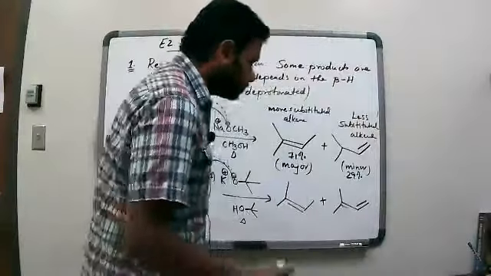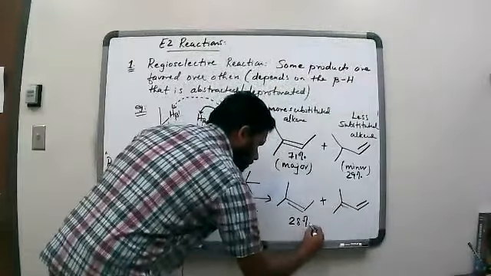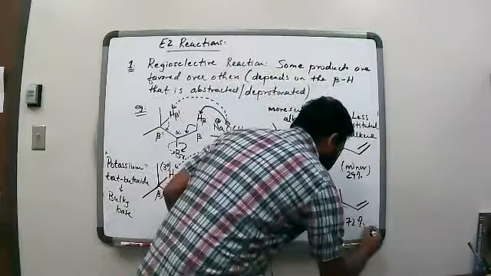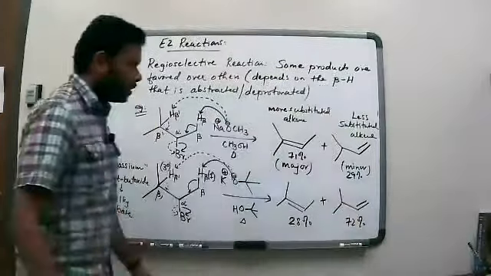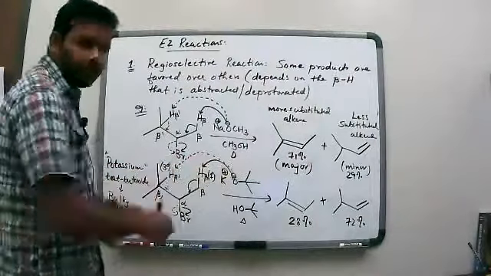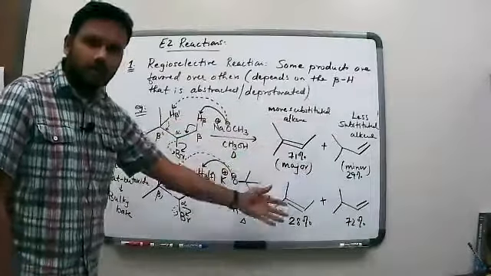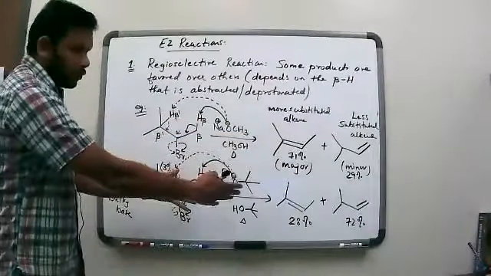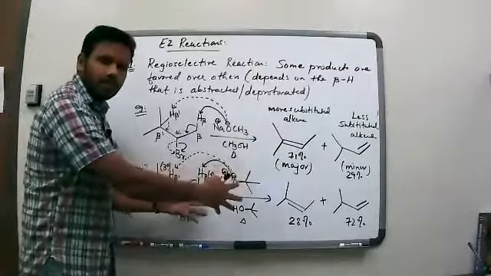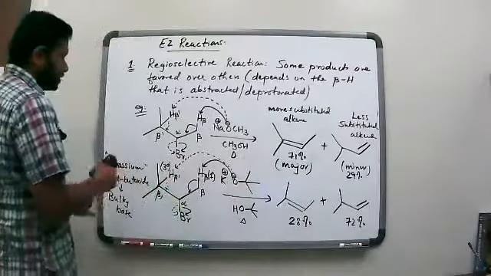So it turns out you get a 28% yield of this and 72% yield of the less substituted alkene now. Okay, so it's about a 30 and a 70. So we've almost reversed it. Okay, if I want to make it better, what should I do? I should make this base even bulkier. Okay, I should make that base even bulkier.